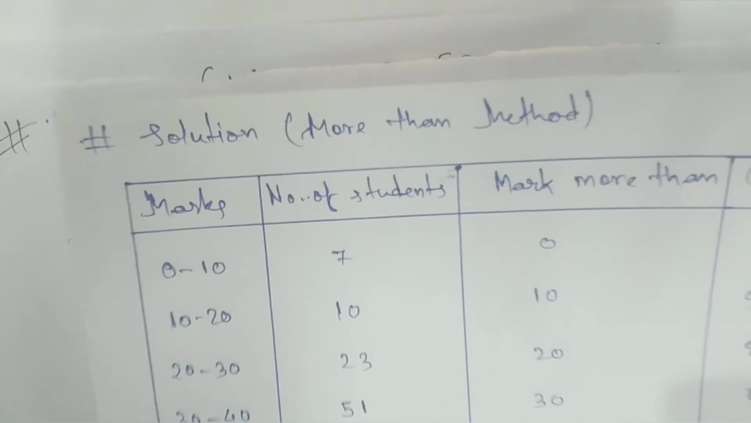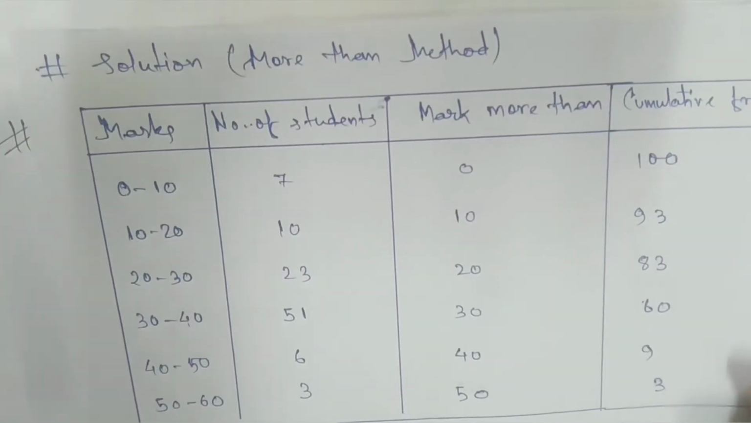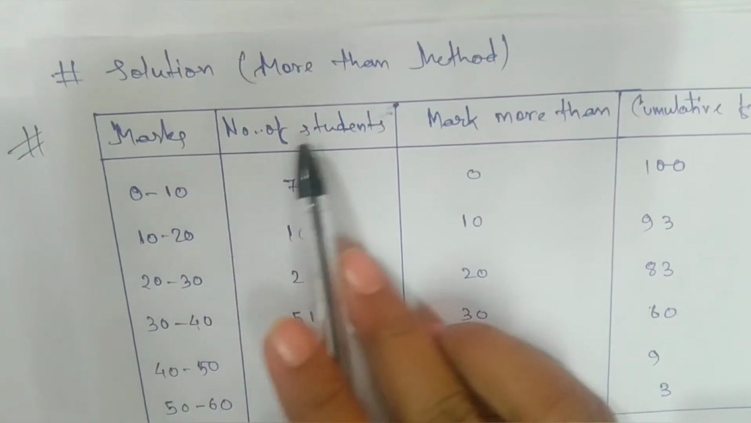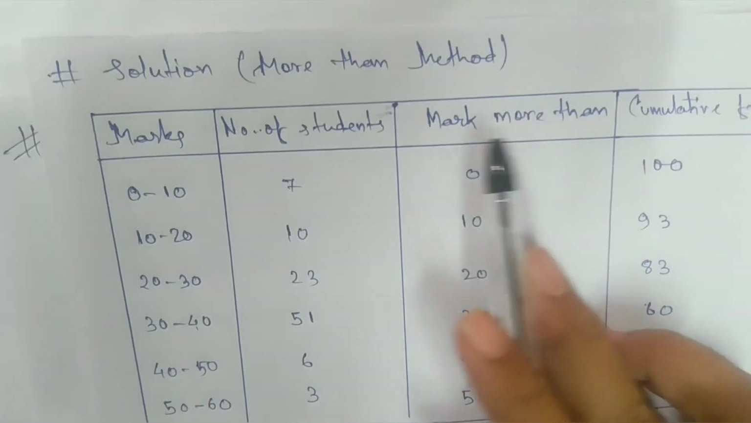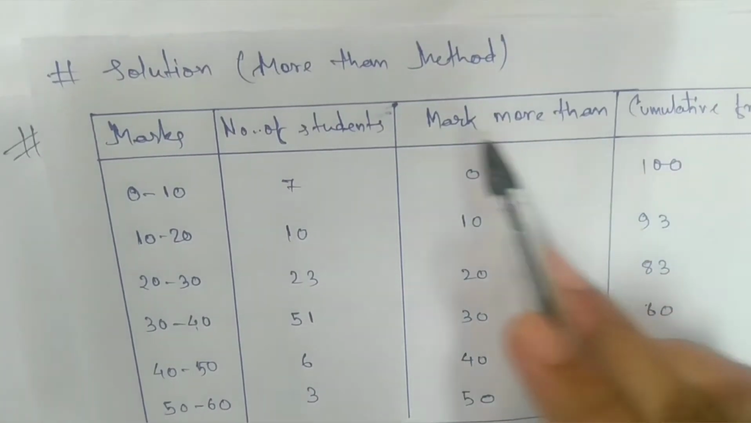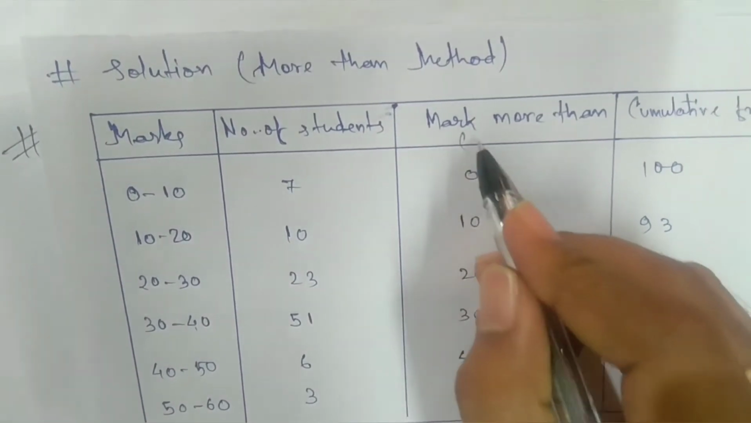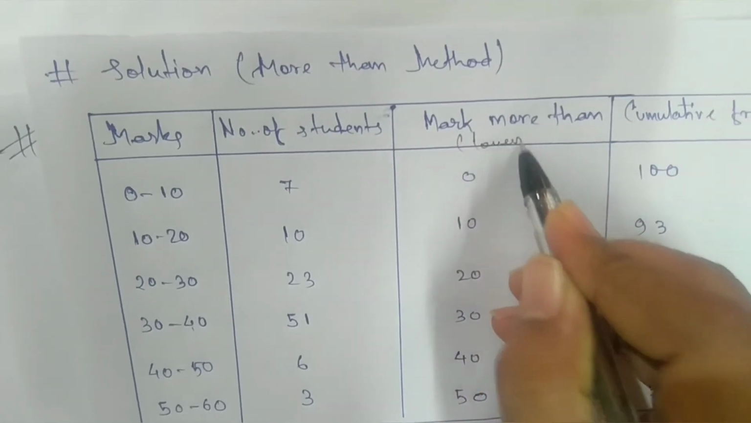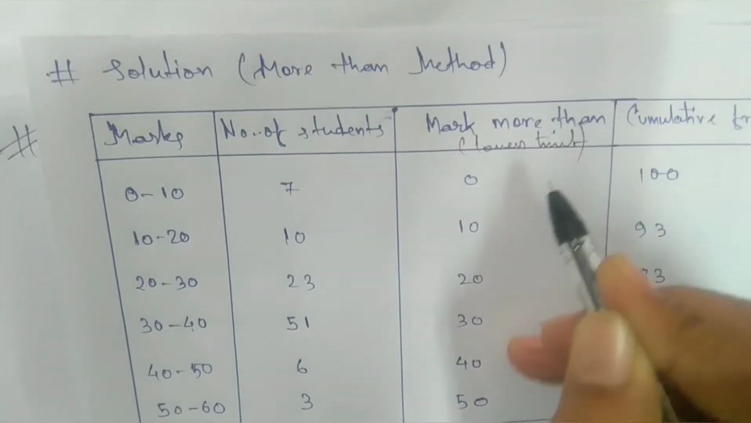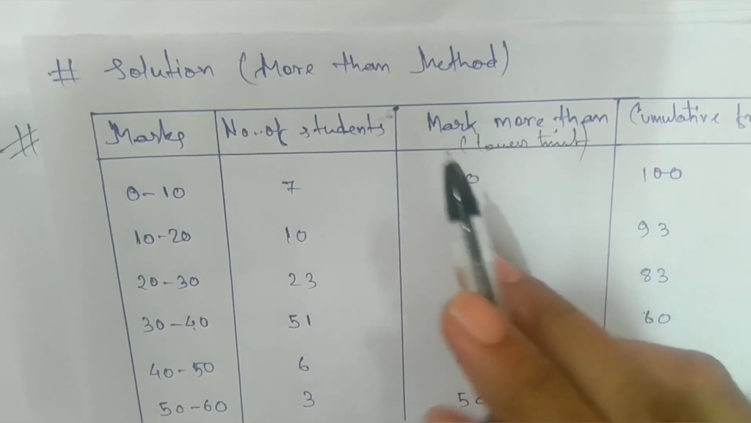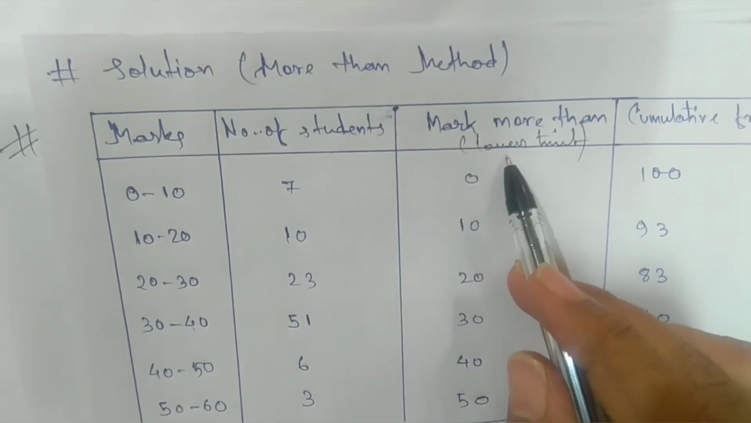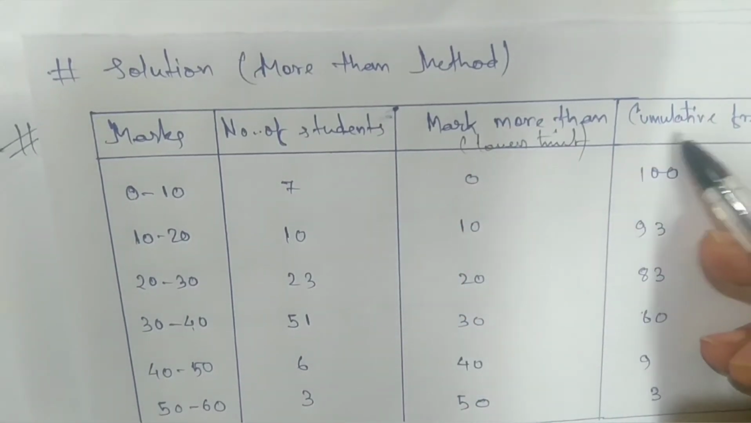Here we have the more than type. For more than, again we're going to write marks, number of students, marks more than, cumulative frequency. For marks more than, we're going to take the lower limit. See, in the less than type we have taken the upper limit, and for the more than type we're going to take the lower limit.